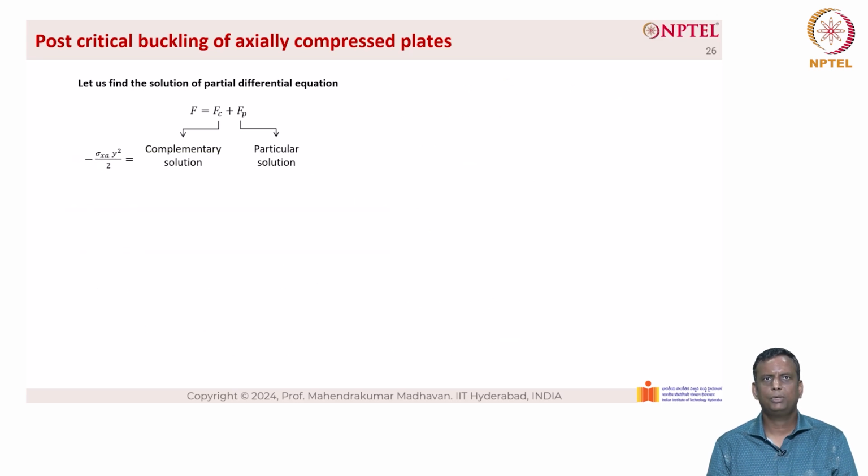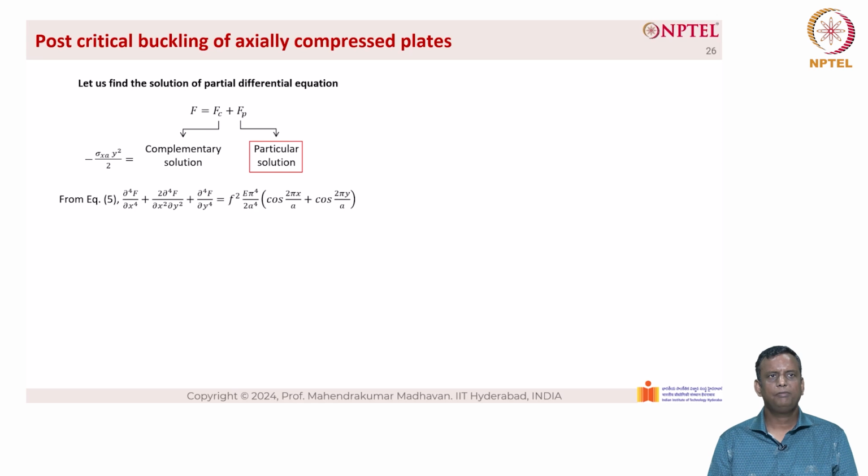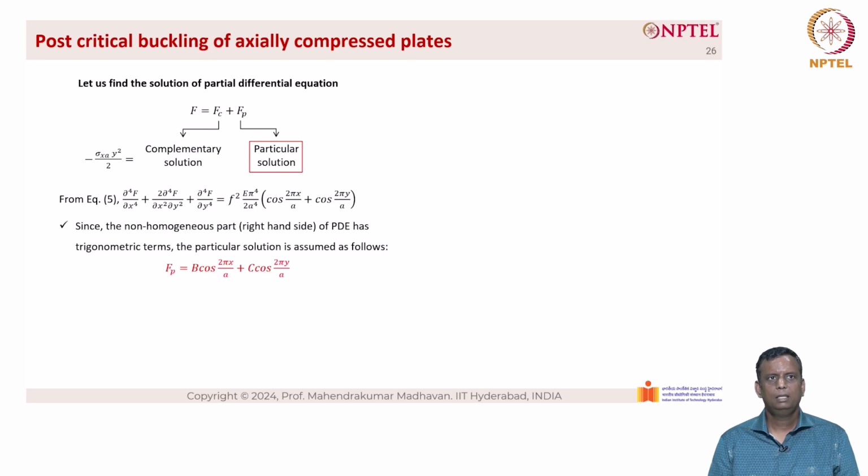Now, let's look at the particular solution. From equation 5, we have dou power 4 f by dou x power 4 plus 2 into dou power 4 f by dou x square dou y square plus dou power 4 f by dou y power 4 is equal to f square into e into pi power 4 divided by 2a power 4 into cos 2 pi x by a plus cos 2 pi y by a. Since the non-homogeneous part, which is the right hand side of the partial differential equation, has trigonometric terms, the particular solution is assumed as follows, which is f sub p equal to b into cos 2 pi x by a plus c into cos 2 pi y by a.